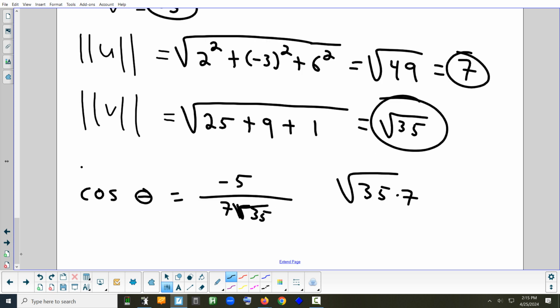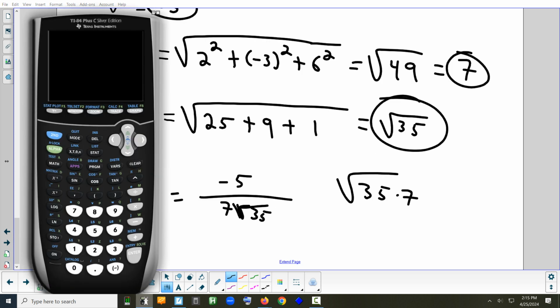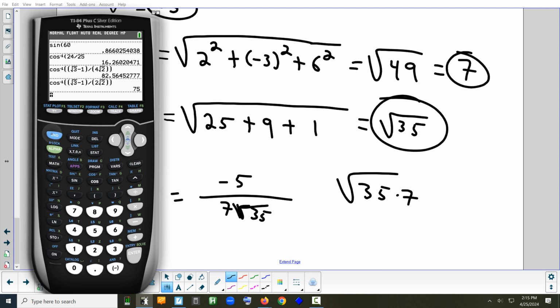All right, and now last step, get rid of cosine with inverse cosine. So inverse cosine of -5 divided by 7 square roots of 35. I think I messed up my parentheses. Like that. So that gives us an angle of 96.9 degrees.